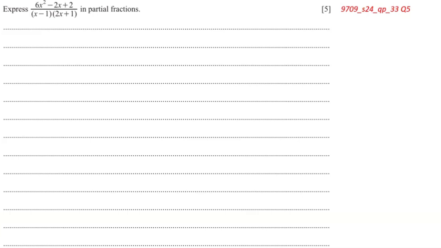So express (6x squared minus 2x plus 2) over (x minus 1)(2x plus 1) in partial fractions. This one is from summer 24, question paper 3, question 5 on that exam. Whenever you start making partial fractions, watch out, stop and think, is this some improper fraction? Like in this case, you can check this is an improper fraction. So for this, you need to first do long division.